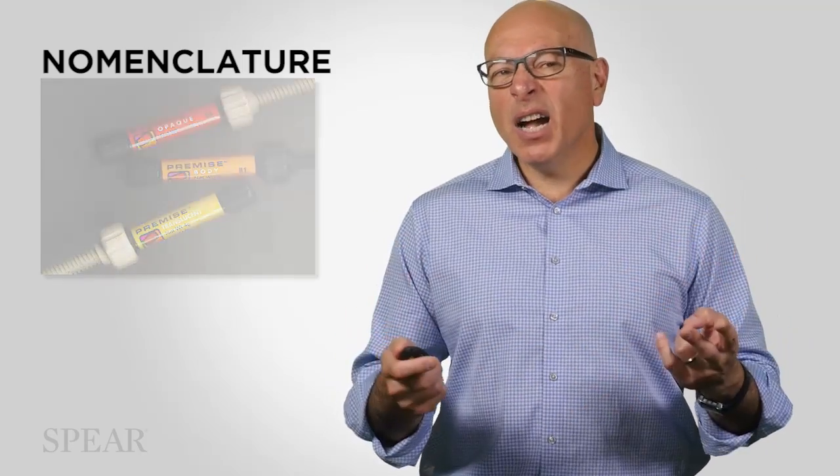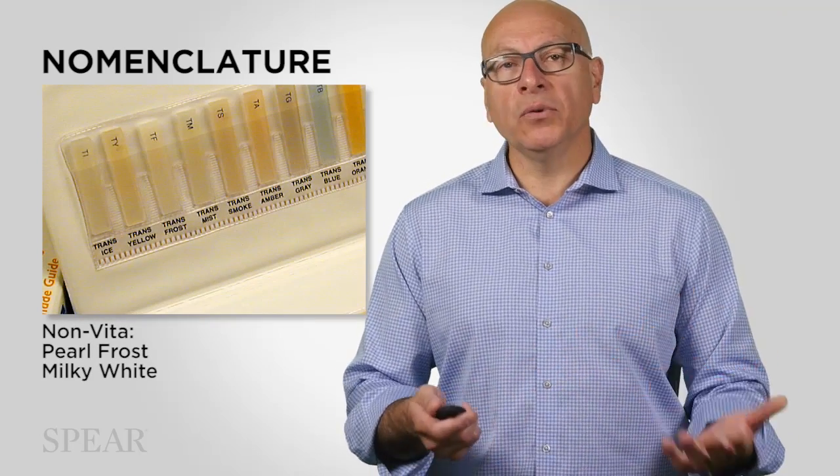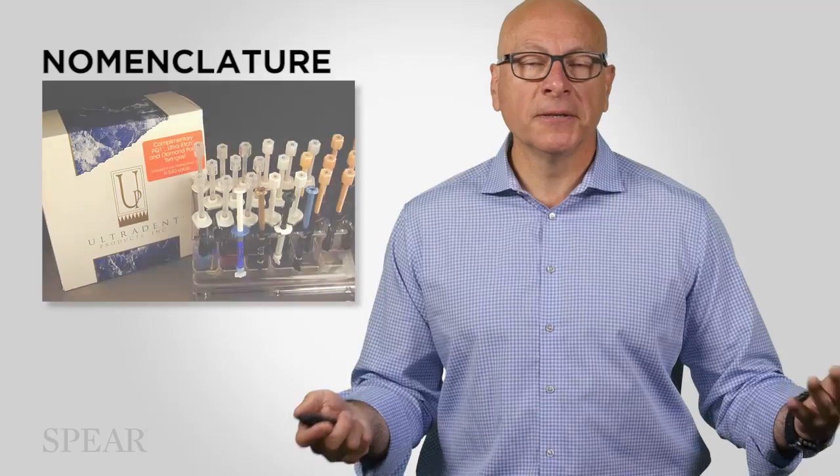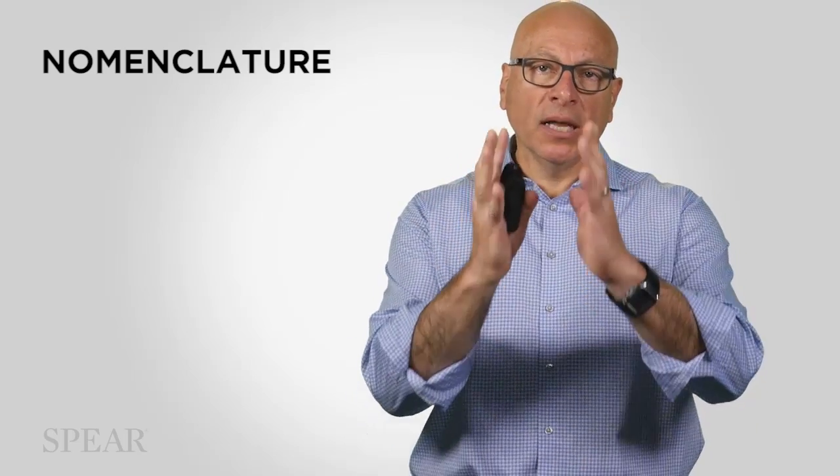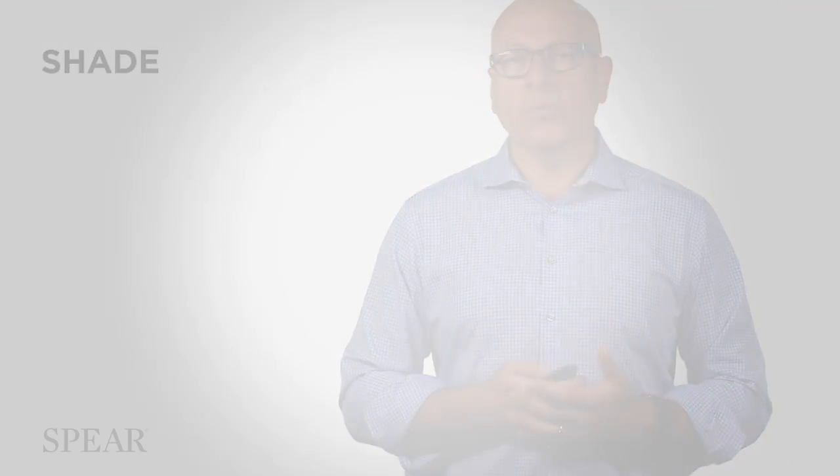That's kind of the Vita nomenclature. But some companies have non-Vita nomenclatures. They have different names like Perfrost, Milky White, if you talk about a material like Ultradent. So it's a little more difficult to understand what exactly it means, but read the manufacturer's instructions. They really tell you what exactly it means. Okay? Shade. This is a very important one.